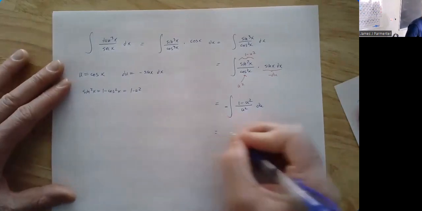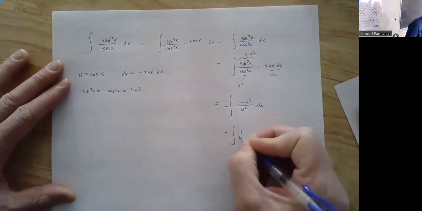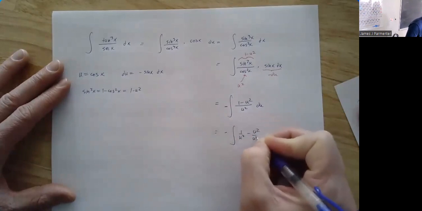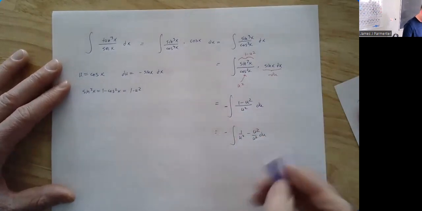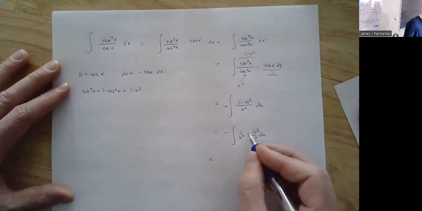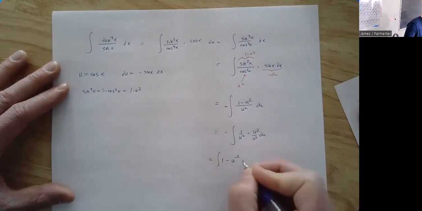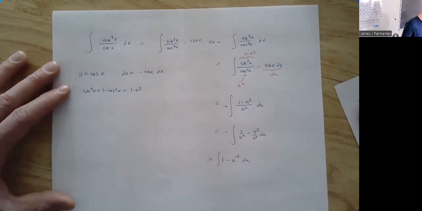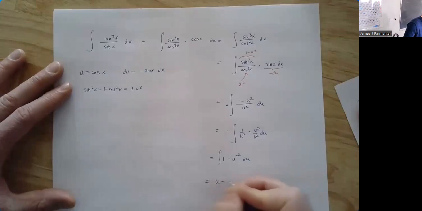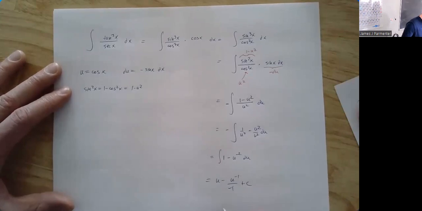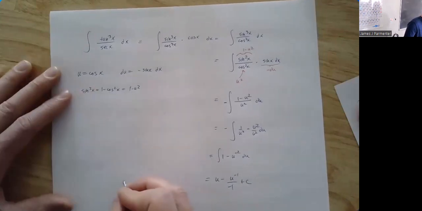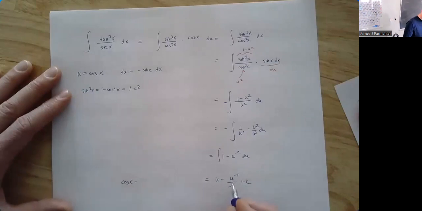This is going to equal negative the integral of 1 over u squared minus u squared over u squared. I'm again going to do the thing where I distribute the minus sign. I'm going to rewrite this as positive 1 minus 1 over u squared. And then we integrate. We get u minus u to the negative 1 over negative 1 plus c. And plugging back in u, we end up getting cosine of x minus cosine x, or minus and minus is plus. Cosine x to the negative 1 is just secant of x.